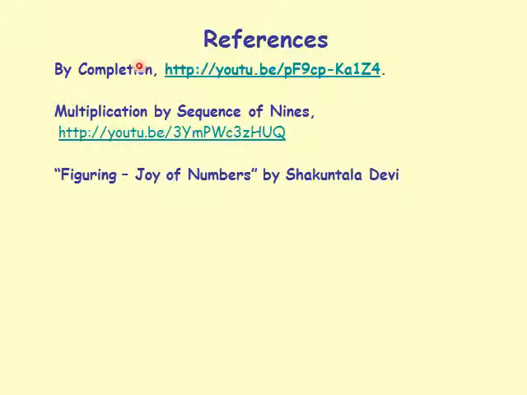Let's look at some references here. There's a video by completion, and that's my location there. Then on multiplication by a sequence of nines, we have another video doing the sequence of nines and discussing some other methods. And the book Figuring: The Joy of Numbers by Shakuntala Devi. We have used some of the examples from her book. That's all.